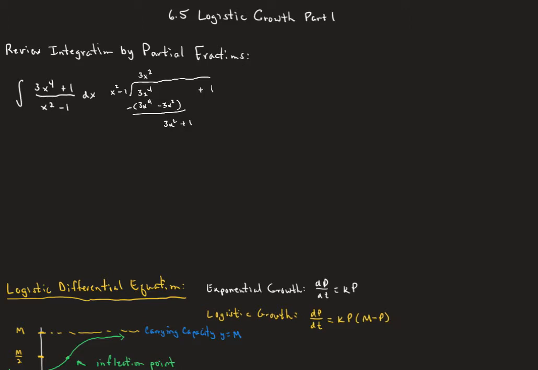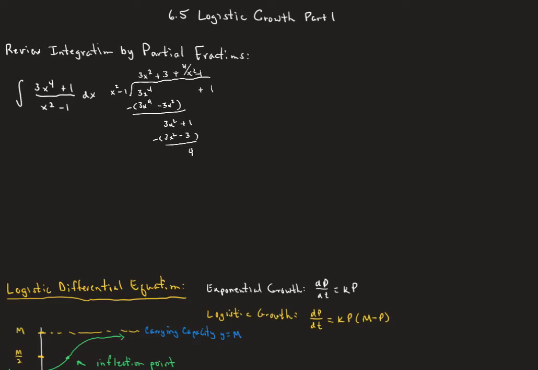And we do it again. This time we say plus 3. So 3 times x squared is 3x squared. 3 times negative 1 is negative 3. We remember we're subtracting. The x squareds drop out. 1 minus negative 3 is 4. So we're going to get our remainder over what we divided by.